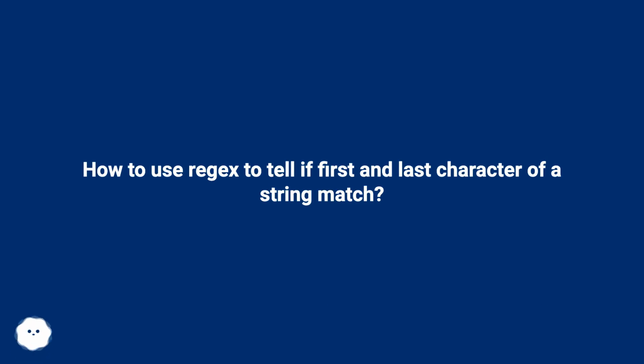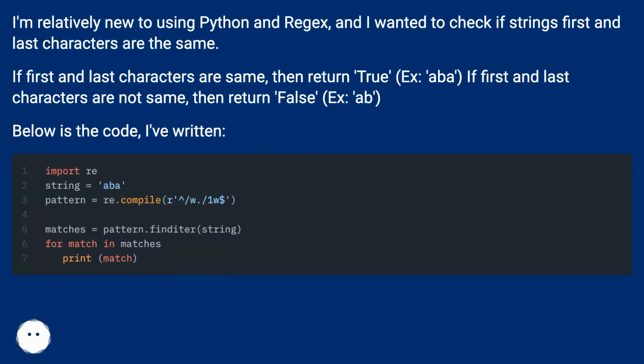How to use regex to tell if the first and last character of a string match. I'm relatively new to using Python and regex, and I wanted to check if a string's first and last characters are the same. If the first and last characters are the same, then return true, for example ABA. If the first and last characters are not the same, then return false, for example AB. Below is the code I've written.